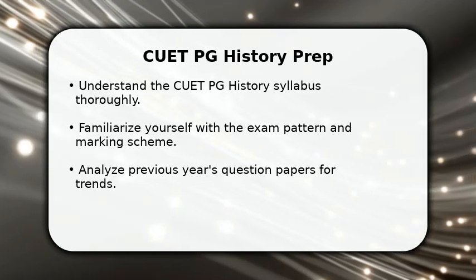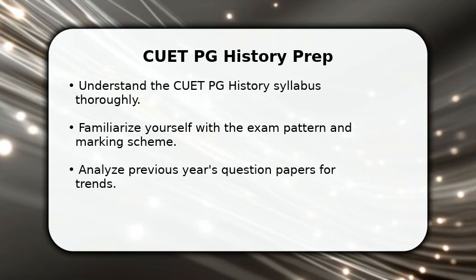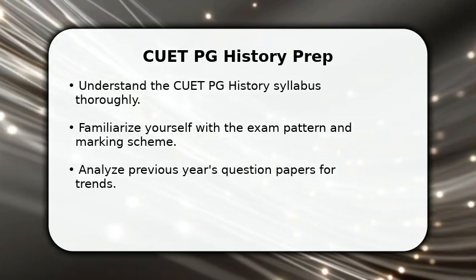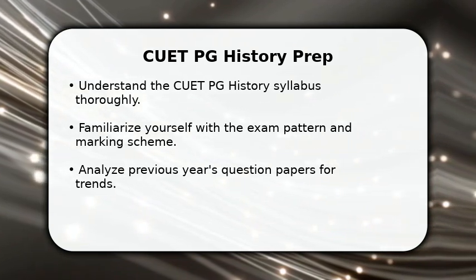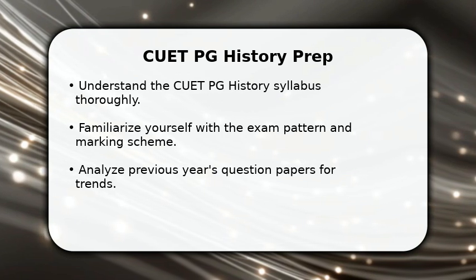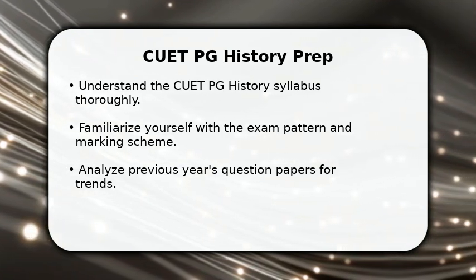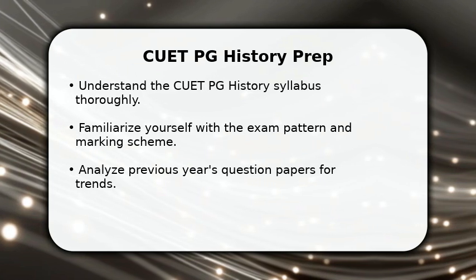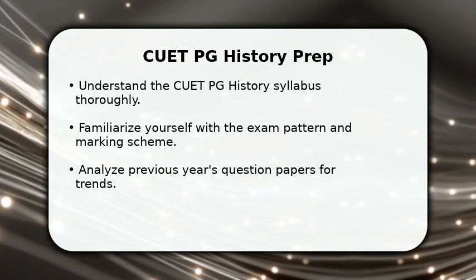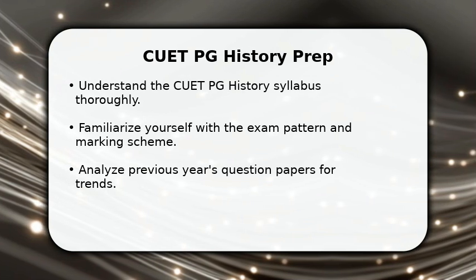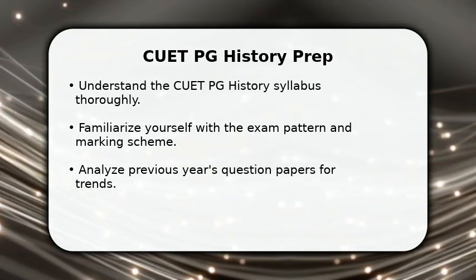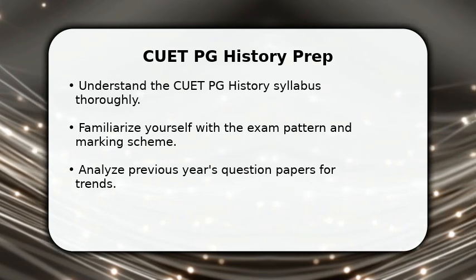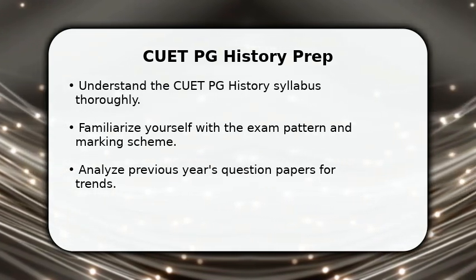In this video, I will explain how to study for CUET PG history. First, thoroughly understand the syllabus, focusing on ancient, medieval, and modern Indian history. Next, familiarize yourself with the exam pattern, including the number of questions and sections. Pay close attention to the marking scheme to strategize your attempts. Analyzing previous question papers will reveal important topics and question types, giving you a significant advantage.